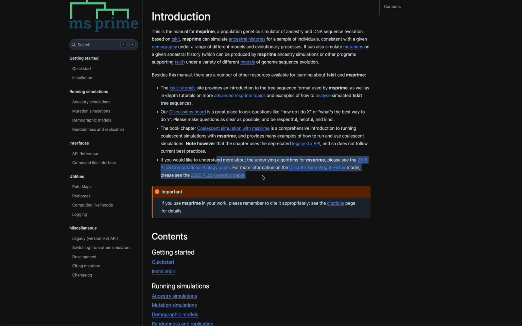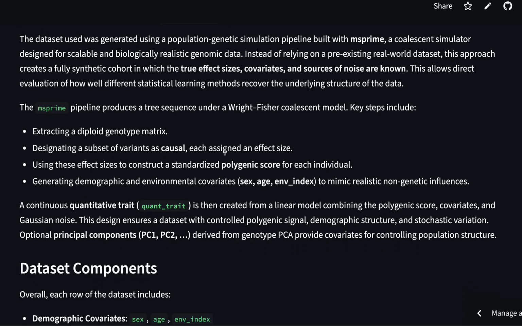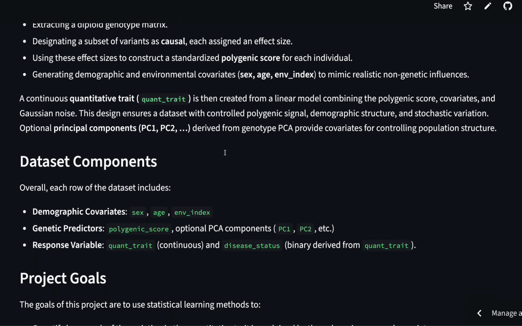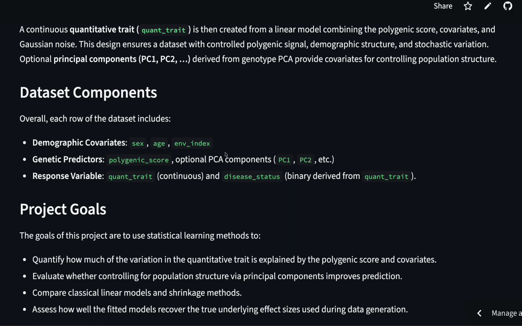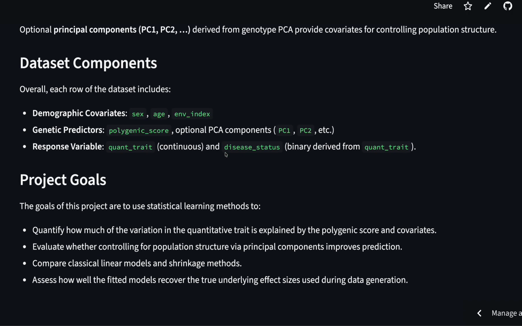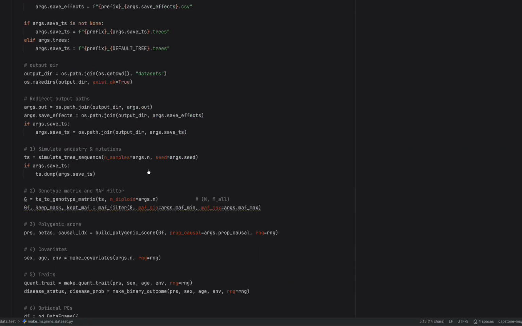MSPrime is a simulation tool widely used in genetic research to generate realistic models on how DNA is inherited across generations. In this project, it produced variables such as simulated genetic markers, environmental effects, and trait values, allowing us to study how different factors influence both a continuous trait and a binary disease outcome in a controlled and realistic way. This is the code that generates the data as a CSV file with 8 columns of data.